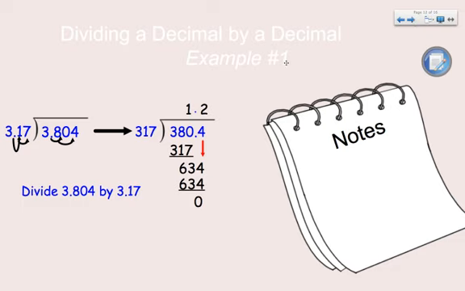Okay, so in this case, we follow through on our division. 317 goes into 380 one time, leaving us with 63. We bring down our 4, and our 317 goes into 634 twice, and our answer is 1.2. Okay, so the steps are very similar. We just have that second step where we can't divide by a decimal. We have to change our divisor so that it is a whole number, and we move the decimal point over.